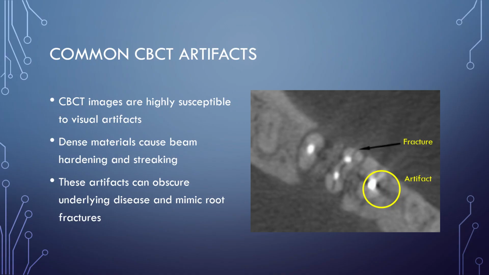These visual distortions are caused by the X-ray beam passing through highly dense materials such as metal posts, gutta percha, or amalgam restorations. As the beam passes through, its energy spectrum changes, projecting dark or bright streaks across the image. You must evaluate these areas cautiously, because these artifacts can completely obscure the underlying root anatomy, or worse, perfectly mimic the dark, linear appearance of a vertical root fracture, potentially leading to a devastating misdiagnosis.